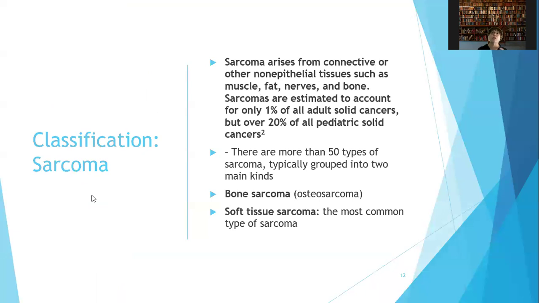So sarcomas arise from connective tissues or other non-epithelial tissues such as muscle, fat, nerves, and bones, and they account for about 1% of adult solid cancers, but over 20% of all pediatric solid cancers. So that's kind of interesting. There are more than 50 types of sarcomas, typically grouped into two main kinds: bone sarcoma, which is called an osteosarcoma, or soft tissue sarcoma, which is the most common type, but still overall not as common as carcinomas.